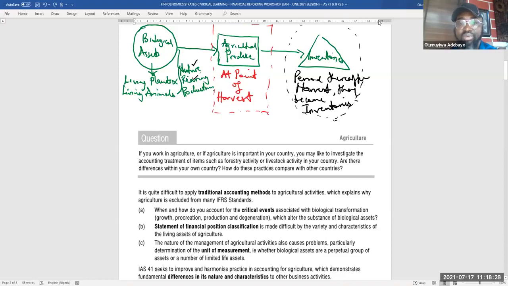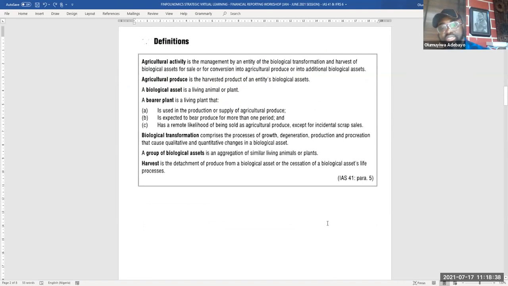Now, let us define the critical terms that we have used at the start of this section. It's critical for us to understand those terminologies, otherwise you might get it wrong. When we talk about agricultural activity, what are we talking about? We are talking about the entire management of an activity by an entity that involves biological transformation and harvest of biological assets, either for sale or for further production into agricultural produce or into additional biological assets. And we're going to look at it in practical terms. All that I discussed earlier, trying to bring up practical examples, demonstrates that all we are involved in are agricultural activities.